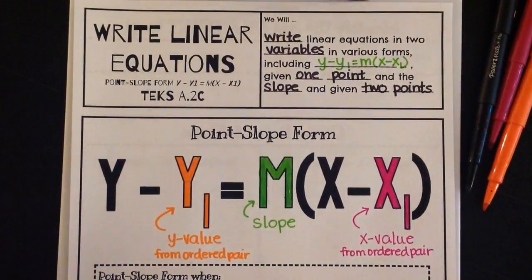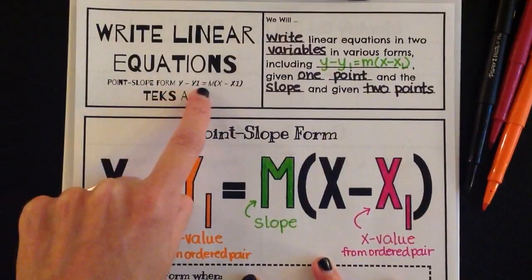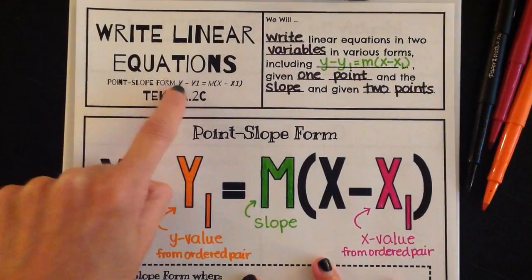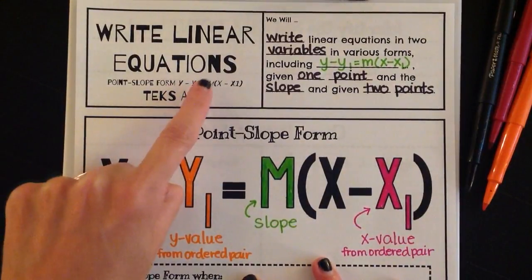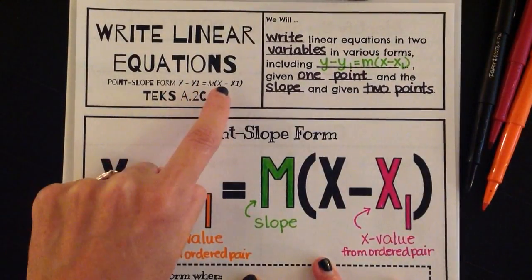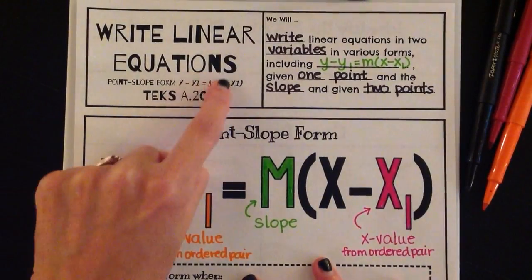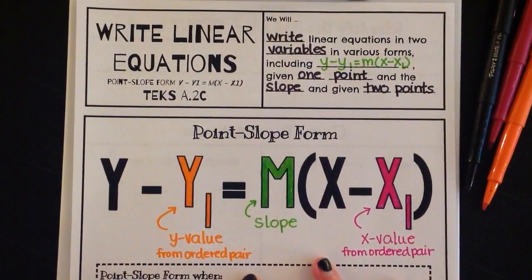Okay, today we're going to learn about writing linear equations in point-slope form. And remember, point-slope form looks different from y equals mx plus b. It's y minus y1 is equal to the value of your slope times the difference of x minus x1. So we're going to learn what all of those pieces mean and how to write our equation.